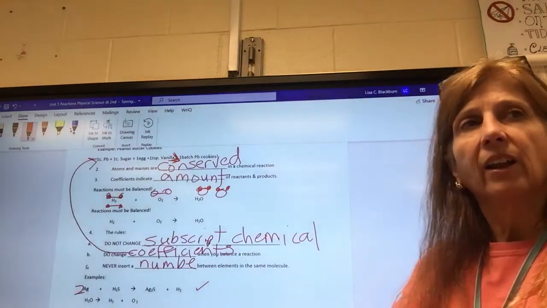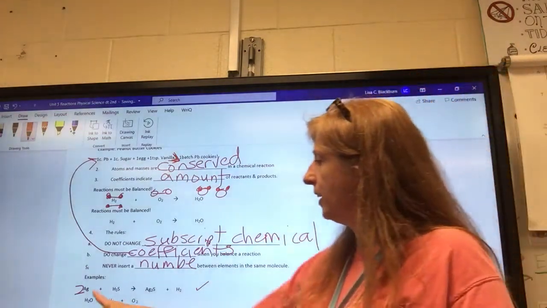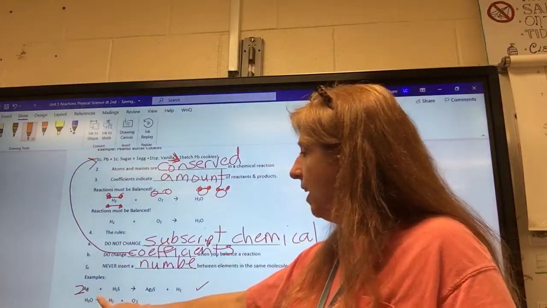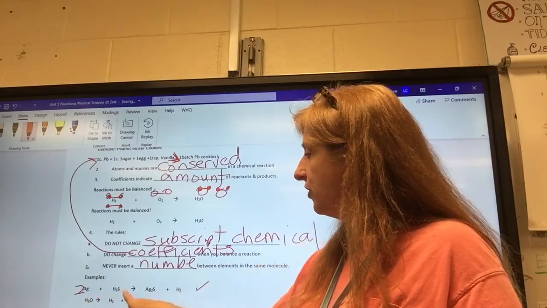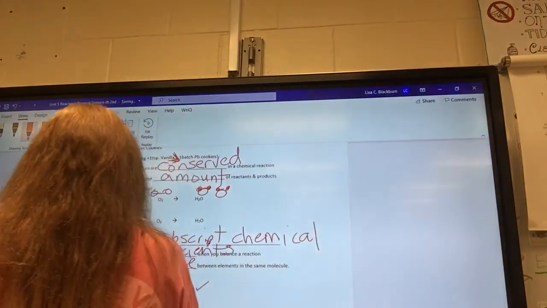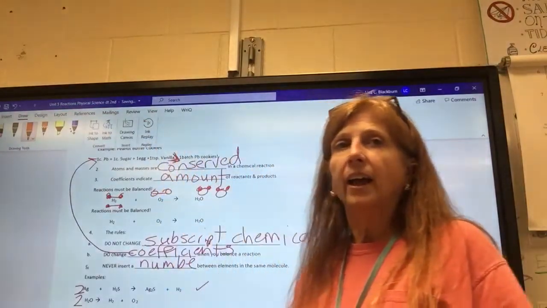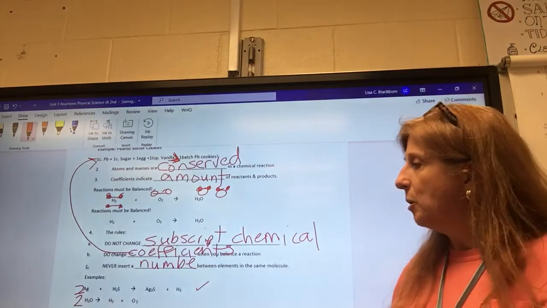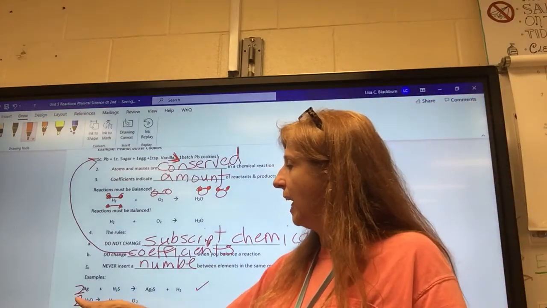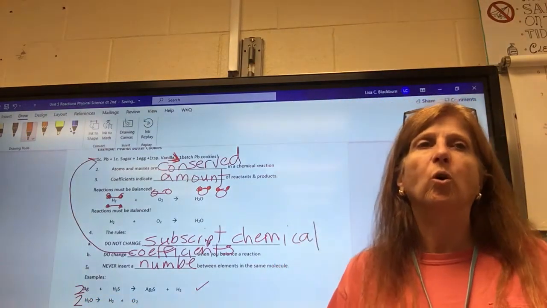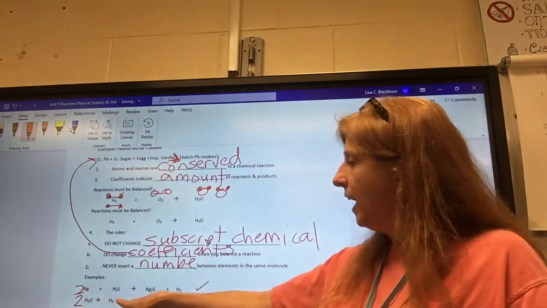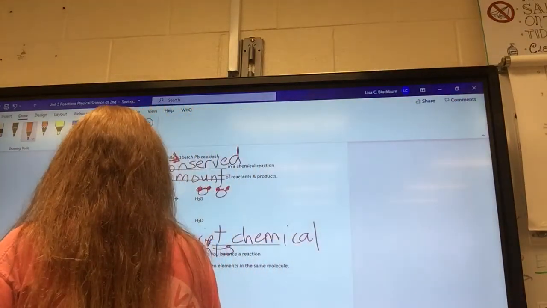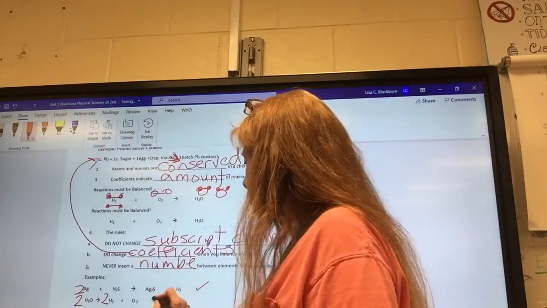All right. Let's try this one. Over here I have 2 hydrogens. Here I have 2 hydrogens. So far so good. Over here I only have 1 hydrogen and there I have 2. So I have to come back and put a 2 right there. Now my oxygens are good. 2 oxygens, but it messed up my hydrogens. I have 2 times 2, which is 4 hydrogens over here, and over here I only have 2. So I have to put a 2 right there, and now it's balanced. Check.